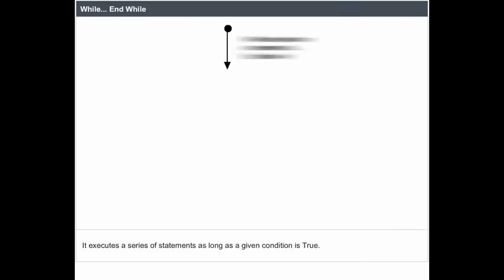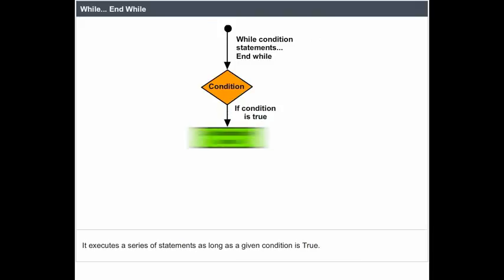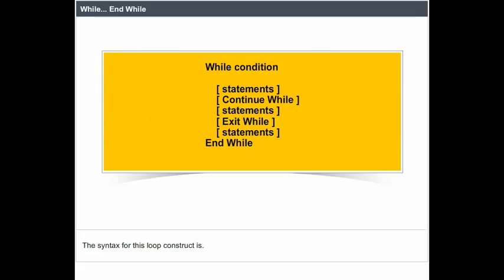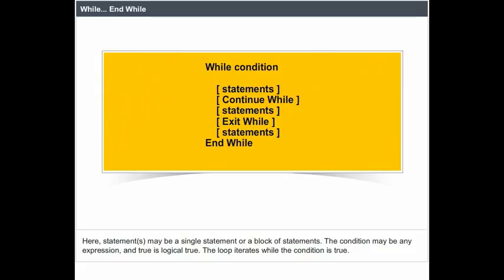While, end while. It executes a series of statements as long as the given condition is true. The syntax for this loop construct is. Here, statements may be a single statement or a block of statements. The condition may be any expression, and true is logical true. The loop iterates while the condition is true.